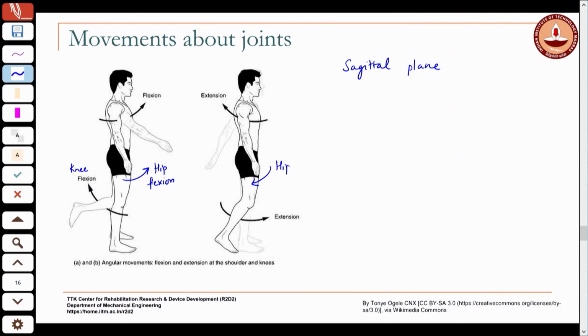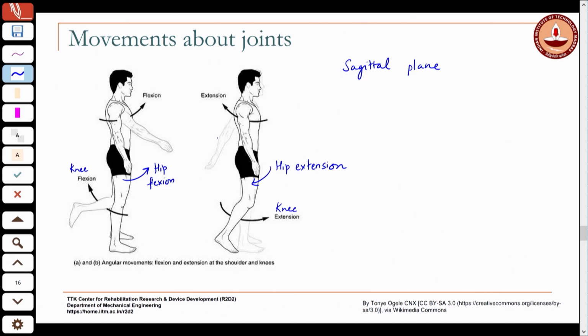When you move back to the anatomical position and beyond, then you call it hip extension. So, this is important: knee flexion and knee extension, hip flexion and hip extension happen in what seem to be opposite directions. That is something you need to be aware of.